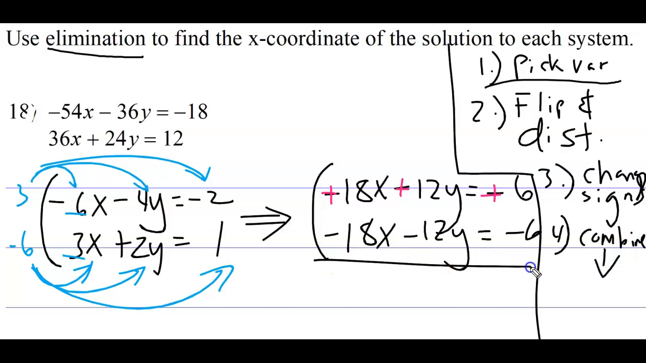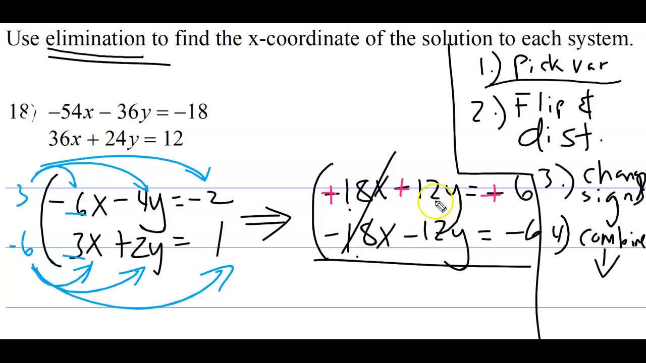So I'm going to put the 18x and the -18x together and they cancel. And that's why this is called the elimination method. By multiplying the 3 to the top and the 6 to the bottom, we ended up with the same number here on the top and bottom. And because of step 3, I made them opposite signs, which results in them canceling when we add it together. That's why we call it the elimination method.